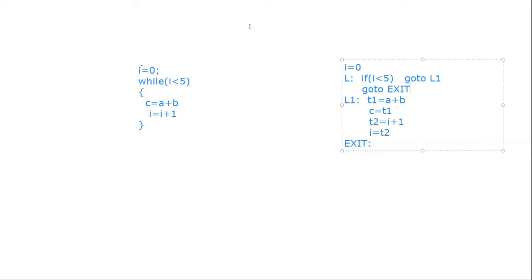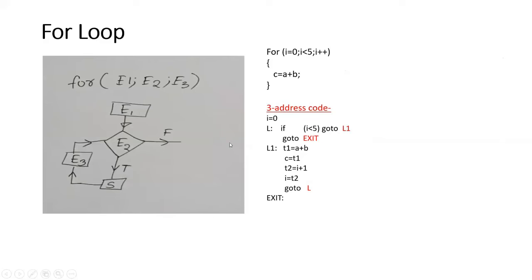Now again, see the next loop, that is a for loop. What is the for loop format? A for loop will have three blocks, E1, E2 and E3. E1 represents the initialization of the variable, E2 is the condition and E3 is the increment or decrement.